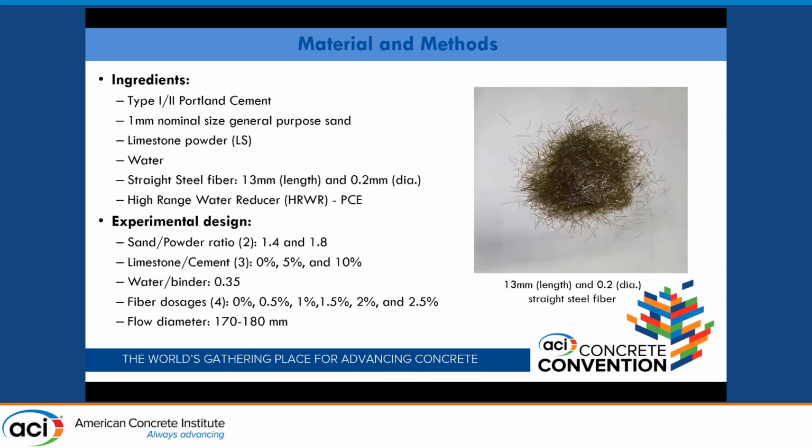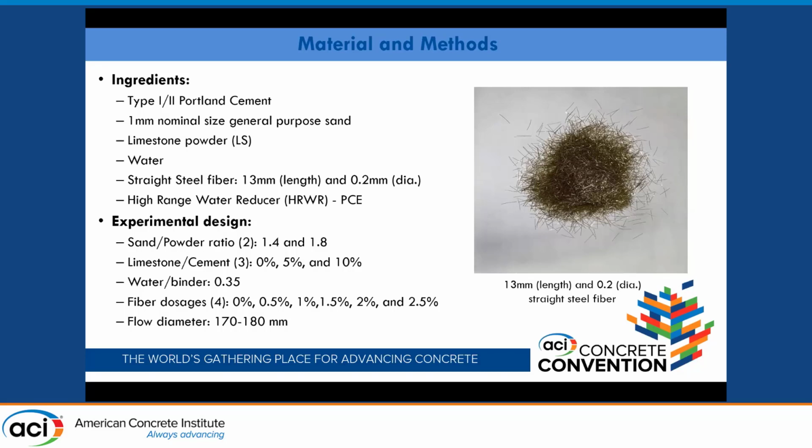So a little bit about our steel fiber reinforced material as a printing material. This material comprises type 1 and 2 Portland cement. We have a nominal sand size of 1 mm. We've used limestone, water, and then we selected the straight steel fiber with a length of 13 mm and a diameter of 0.2 for this. And we also employ a PCE-based superplasticizer to control the flowability and workability.